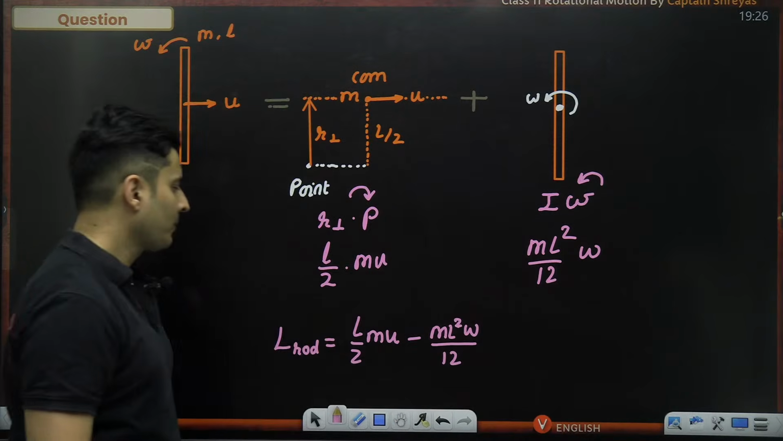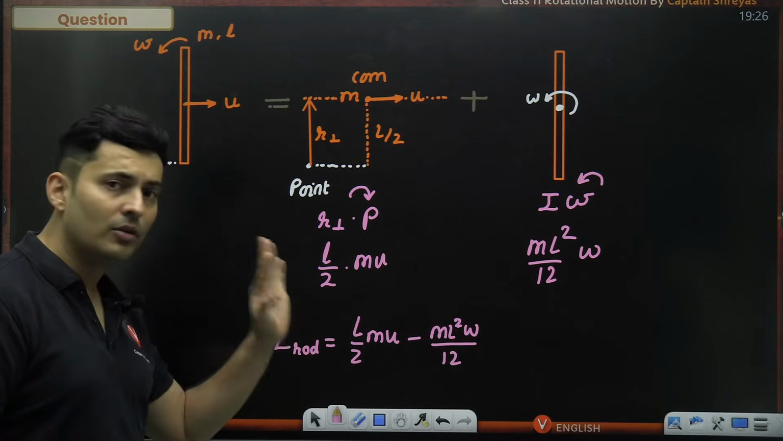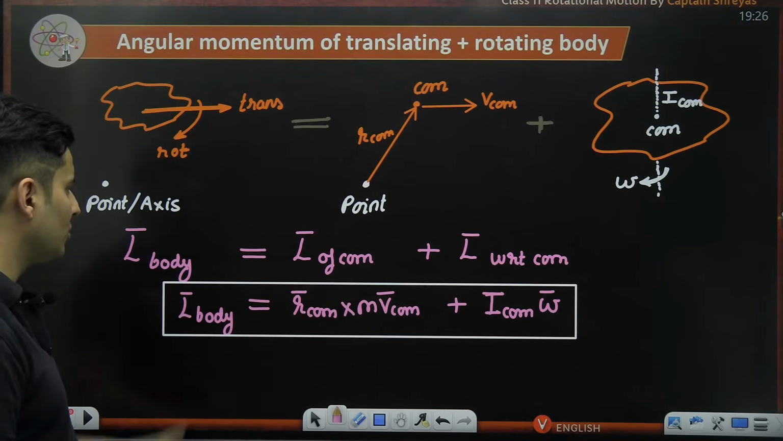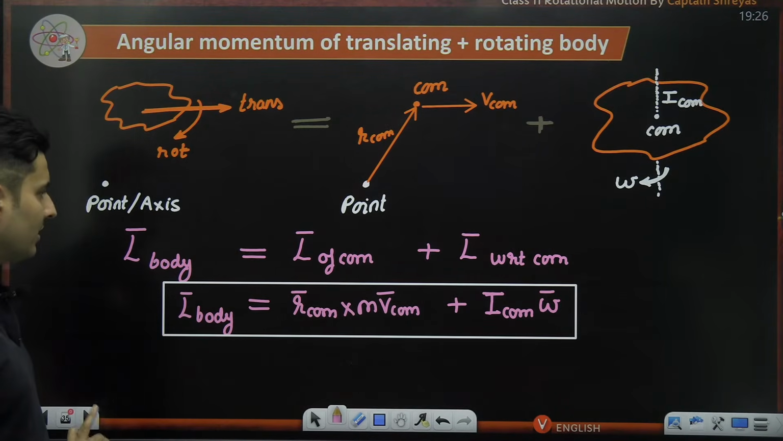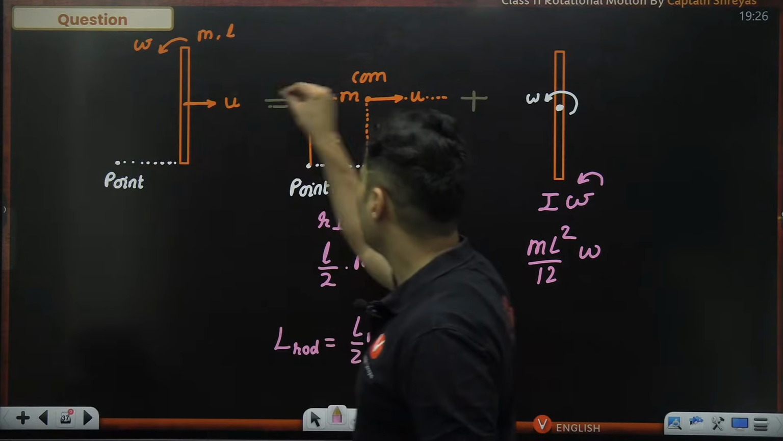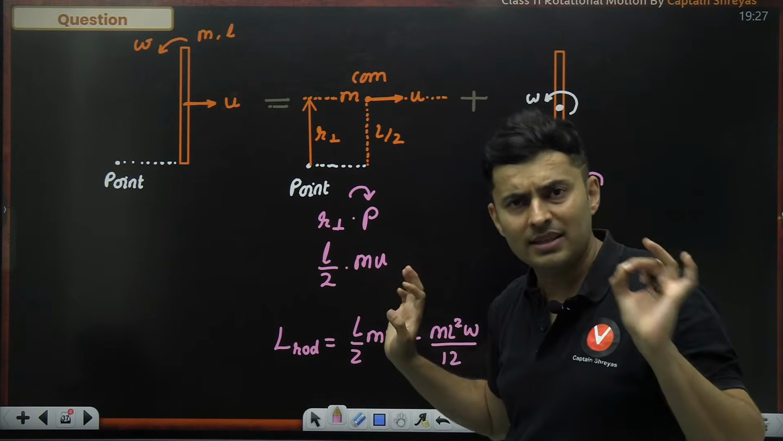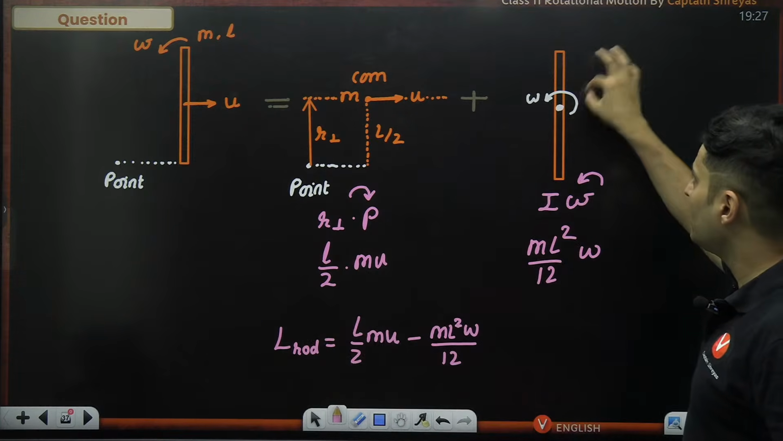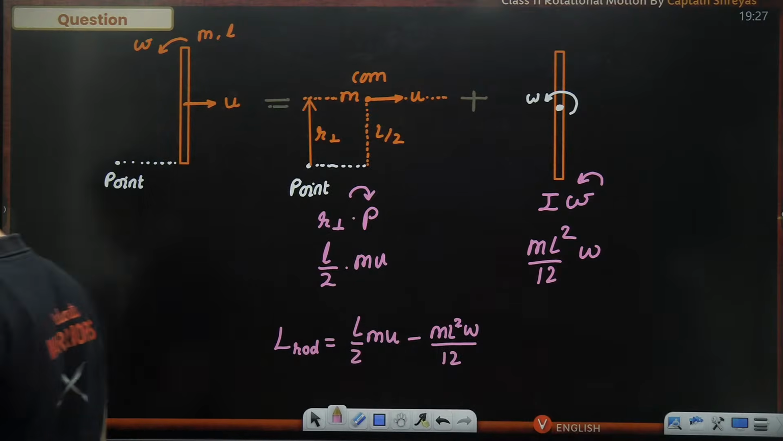That is the answer. Why is it minus? Because of the directions. Remember, this equation which I showed you is a vector equation, so obviously plus and minus signs will matter. Is this clear? So take the center of mass of the body and find the regular point mass angular momentum, then sit on the center of mass and also find the angular momentum. Just add them.